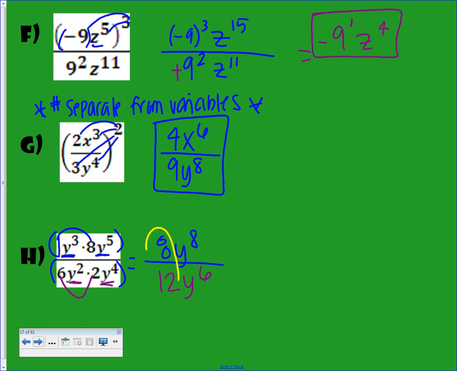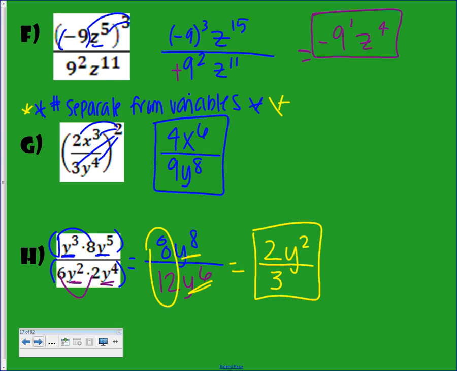Okay, 8 and 12, numbers are just numbers. Again, keep them separate from their variables. 8 and 12 will reduce down to 2 over 3. So I'll keep my fraction 2/3. And then my y's are separate, and I have a y to the eighth over y to the sixth. Subtraction is what we do when we have a division sign. So I've got y squared. Okay, and that's going to go on top. So I'm going to have 2y squared over 3 for my final answer.